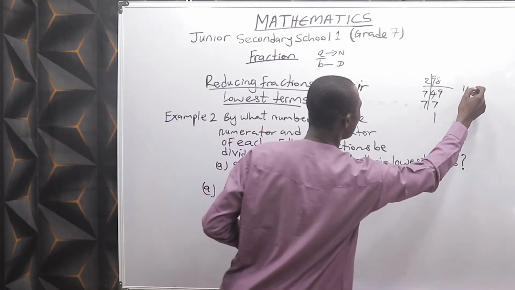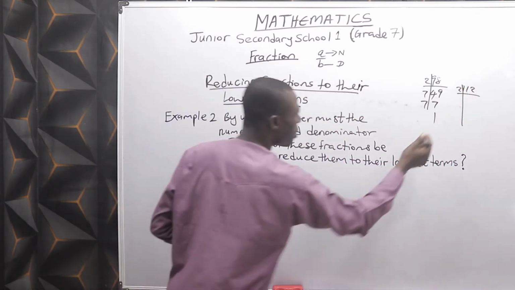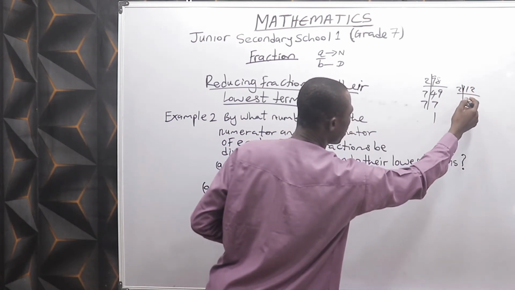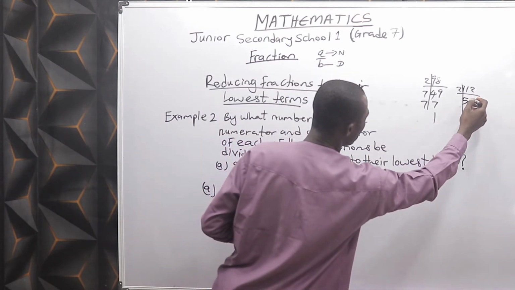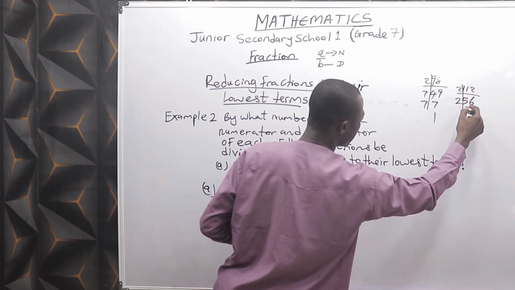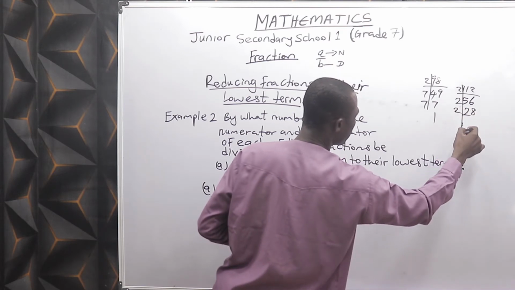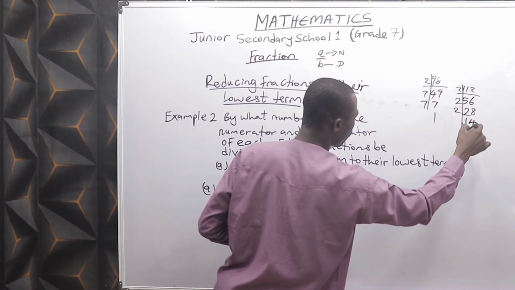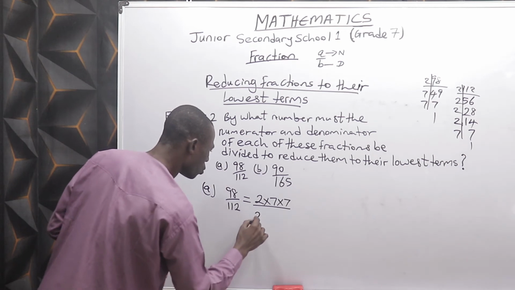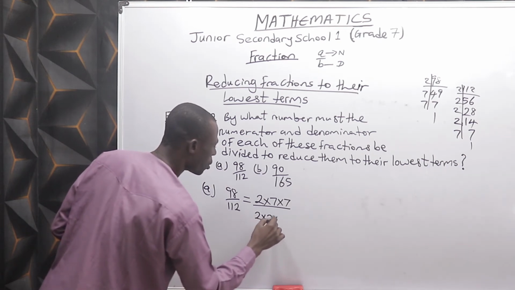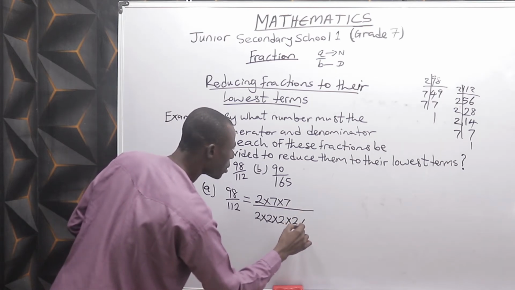Break 112 also into factors. This is just a method. So 2 in 112 is 56. In 56, 28. 2 again. In 28 is 14. In 14, 7. 7 in 7 is 1. So this is 2 times 2 times 2 times 2 times 7.